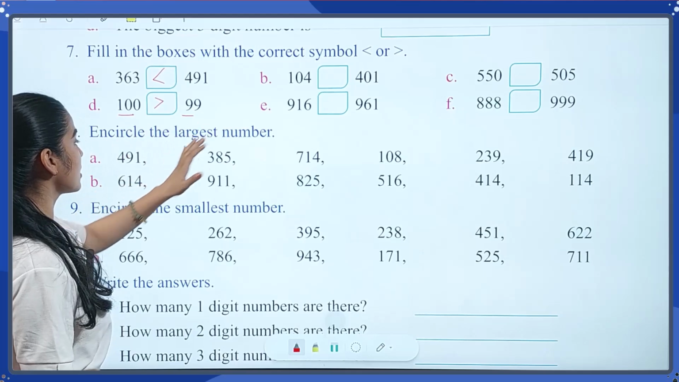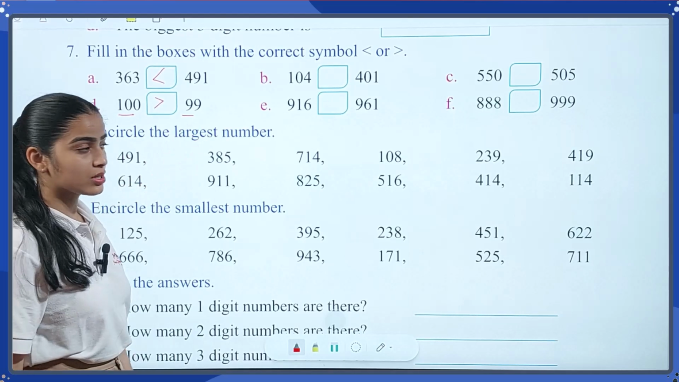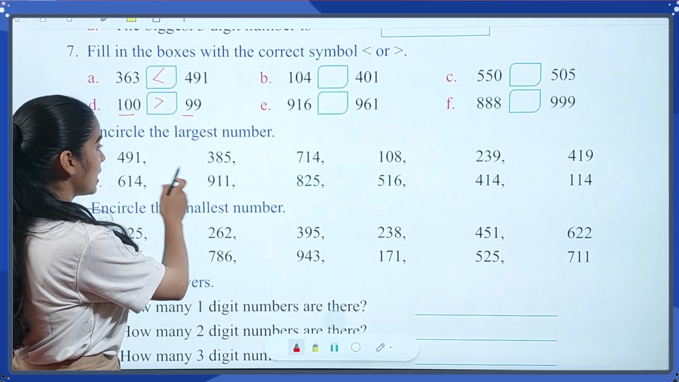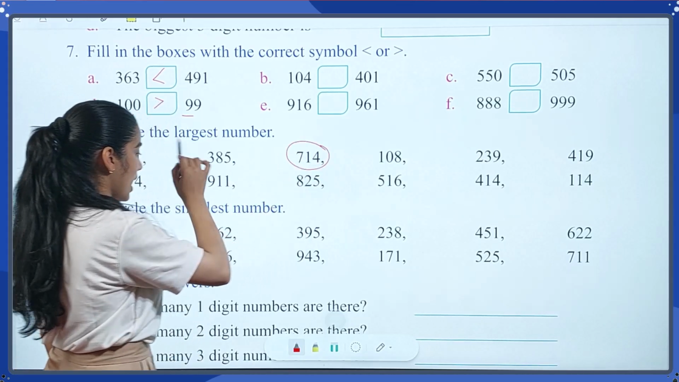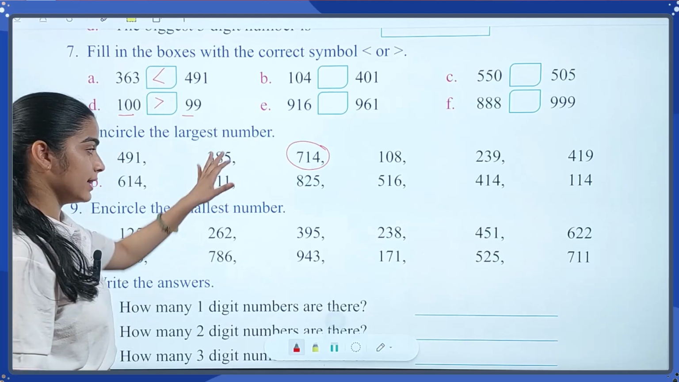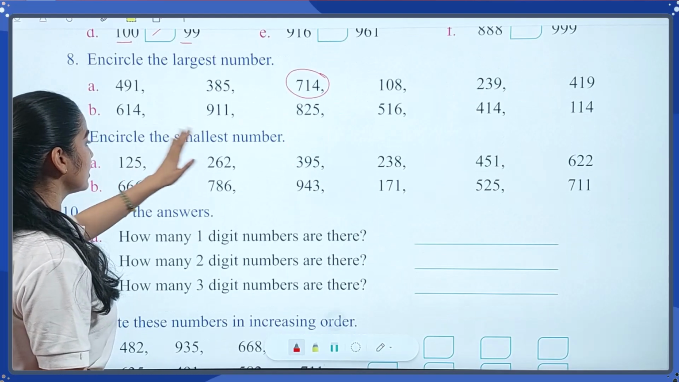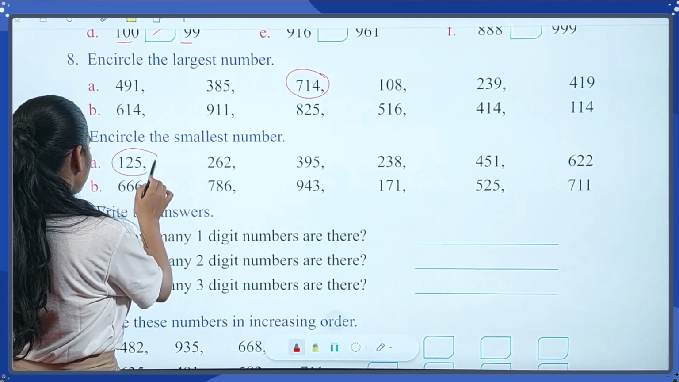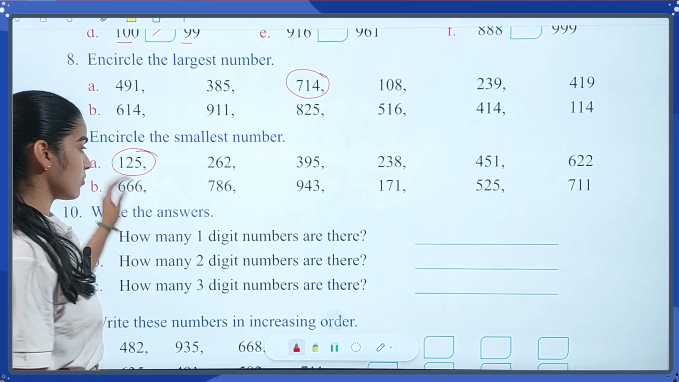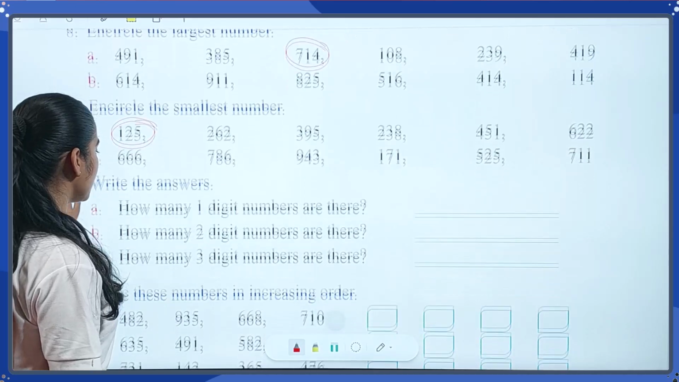Encircle the largest number. So you have to encircle the largest number we have in this. The largest number in this is 714, and the next one you have to identify and then encircle it. Now encircle the smallest number. If you see, you can find 125 is your smallest number. Now you have to identify in B and encircle it.